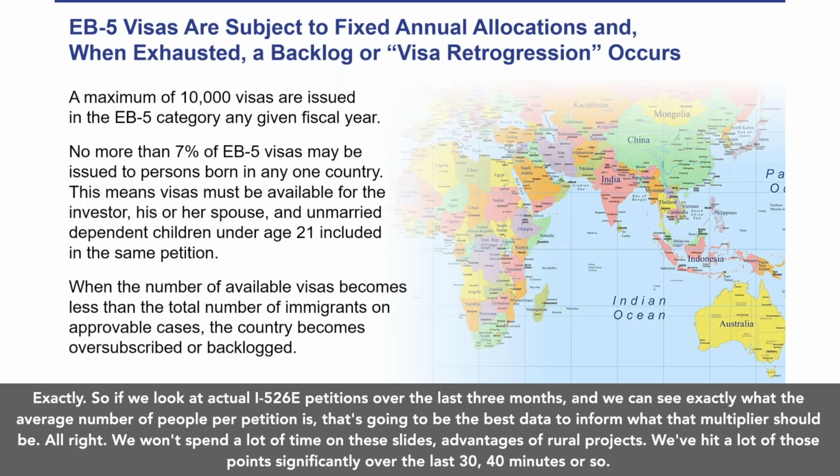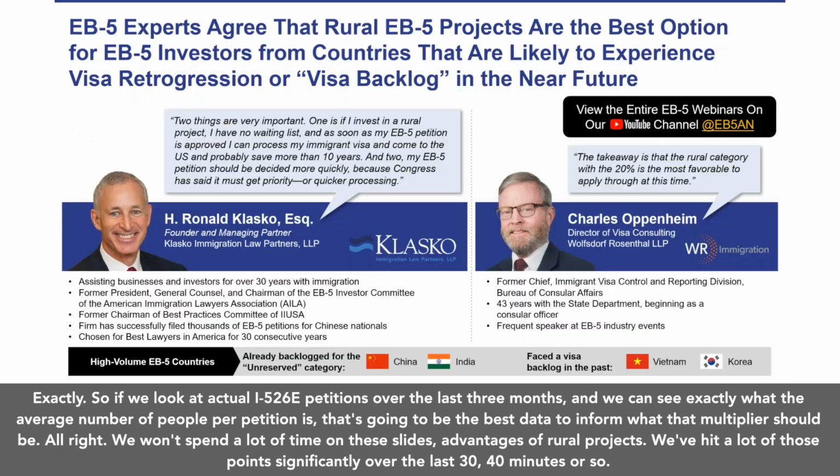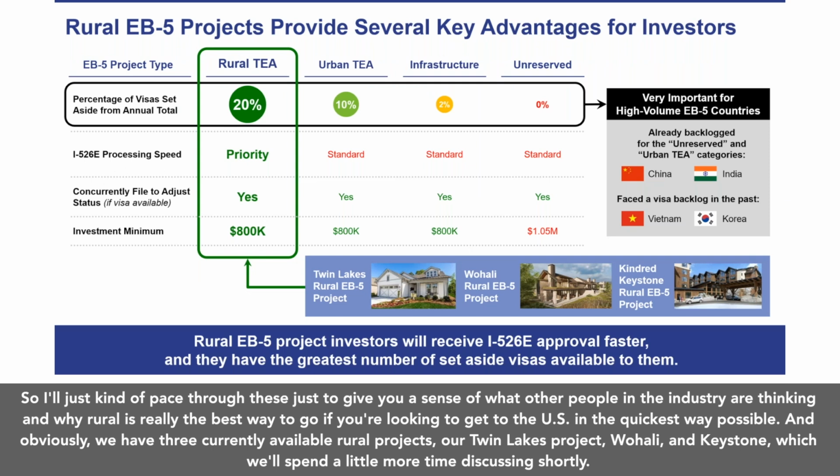All right. We won't spend a lot of time on these slides. Advantages of rural projects, we've hit a lot of those points over the last 30, 40 minutes or so. So I'll just pace through these to give you a sense of what other people in the industry are thinking, and why rural is really the best way to go if you're looking to get to the US in the quickest way possible. And obviously we have 3 currently available rural projects: our Twin Lakes project, Wahali, and Keystone, which we'll spend a little more time discussing shortly.